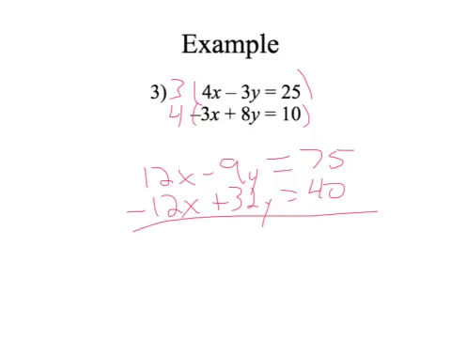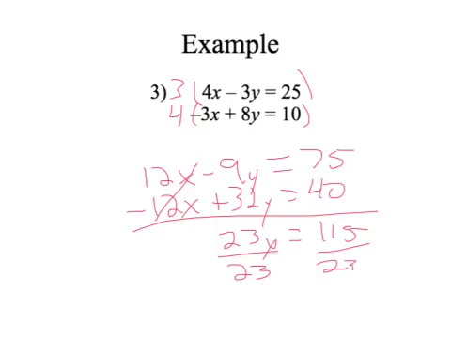So now I want to combine these two equations. 12x minus 12x cancels out. 9y plus 32y is 23y. And 75 plus 40 is 115. Divide both sides by 23. And y would equal 5.